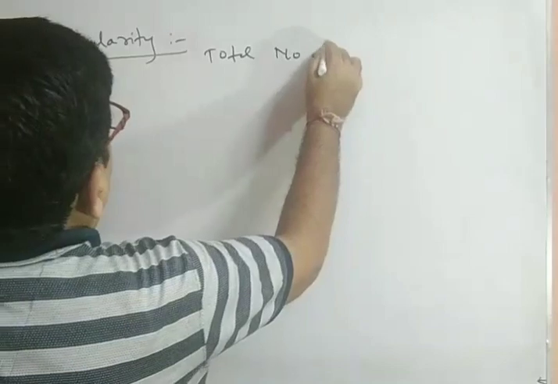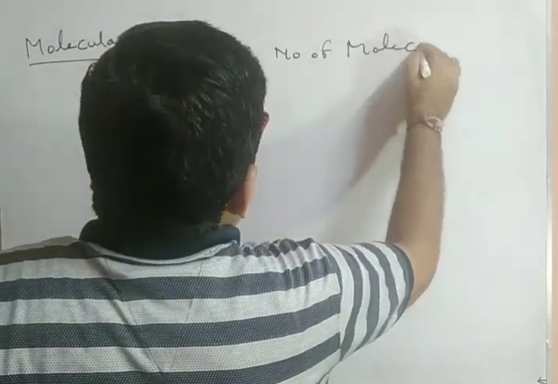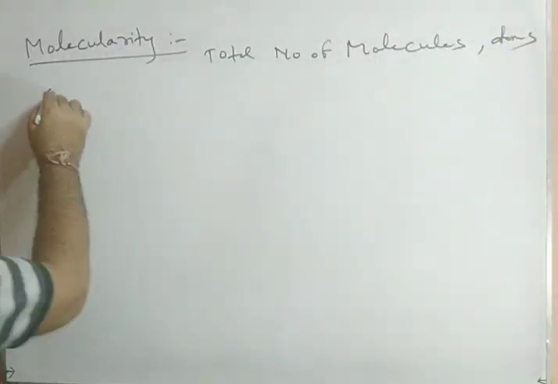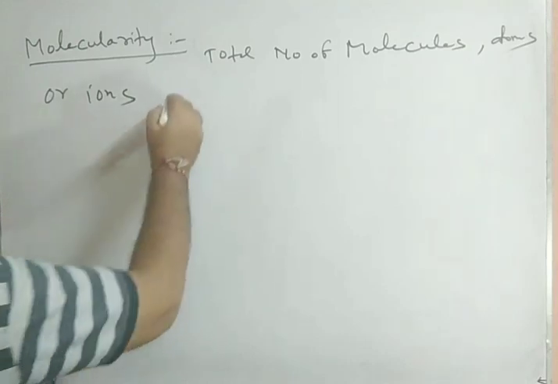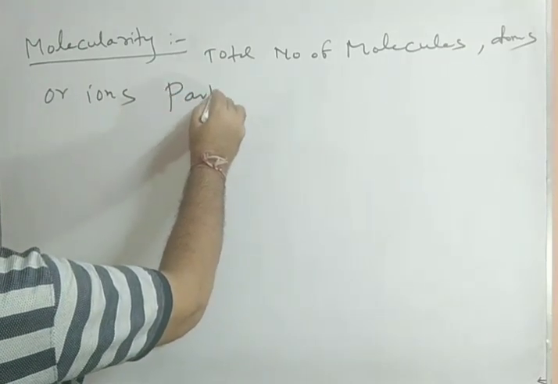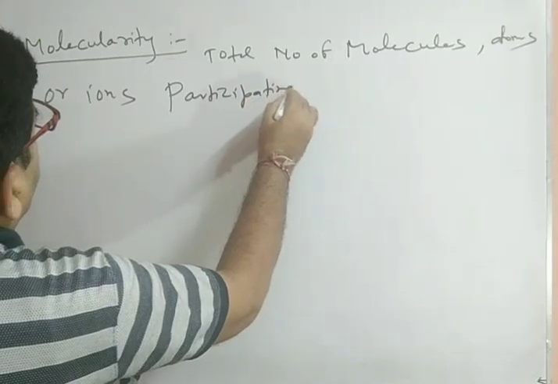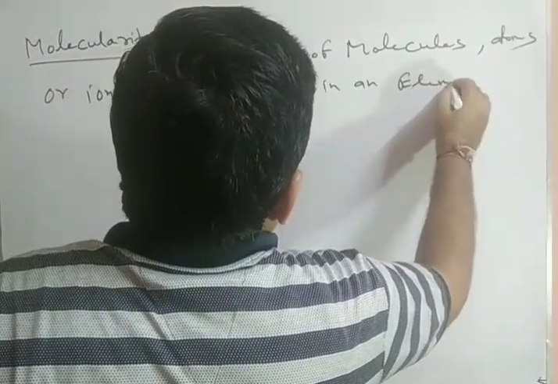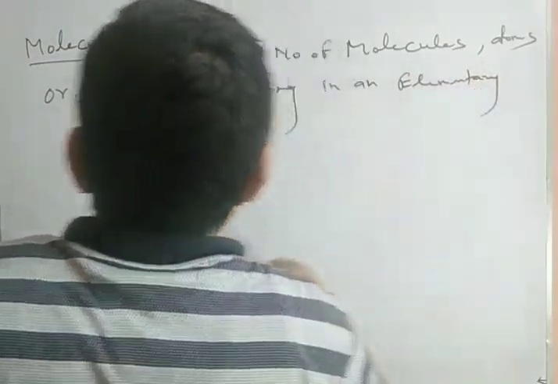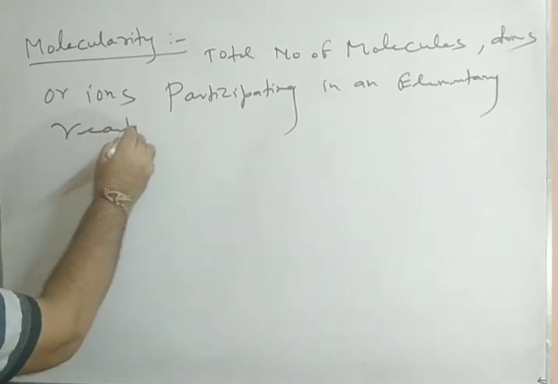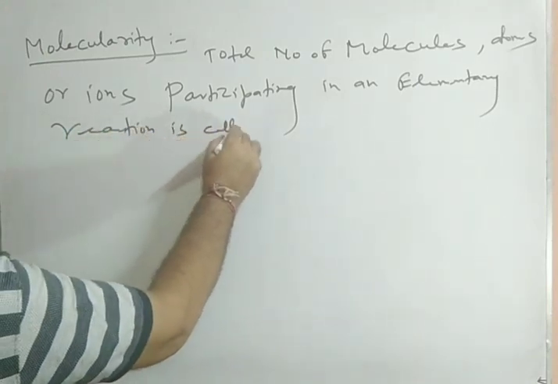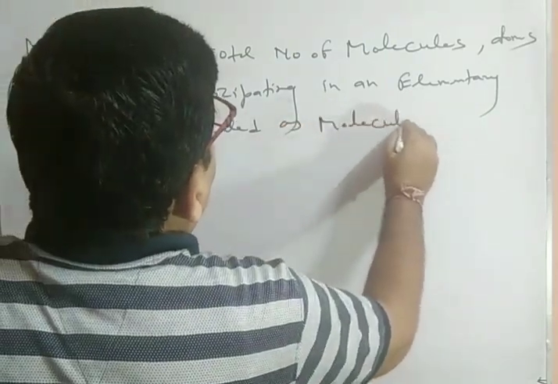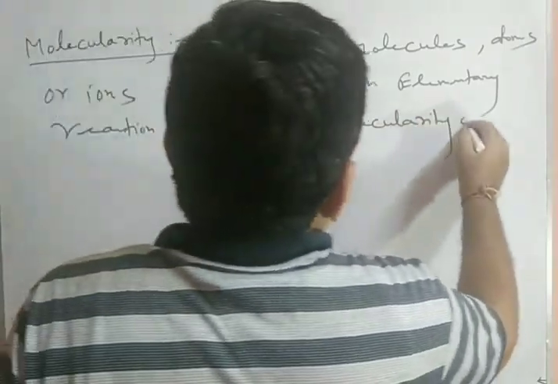Total number of molecules, atoms or ions participating in an elementary reaction is called the molecularity of the reaction.